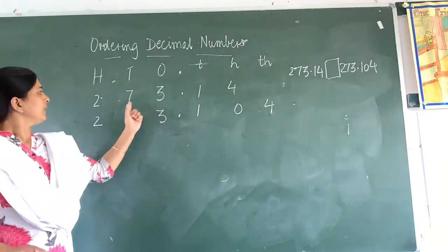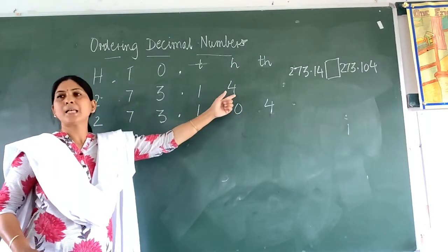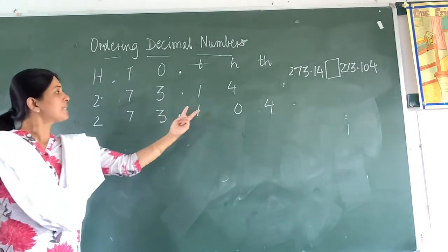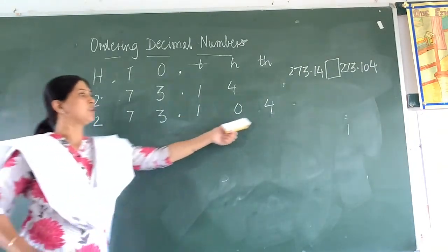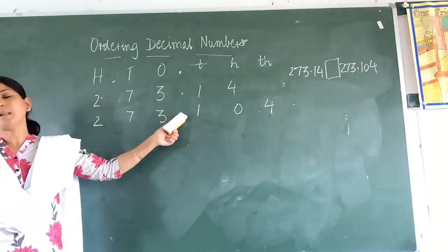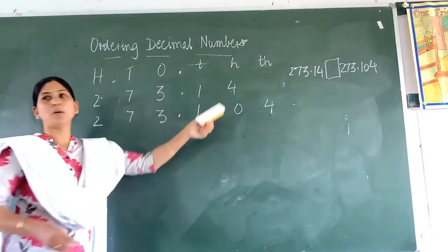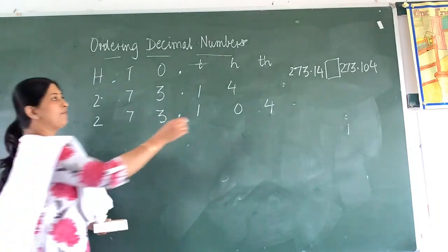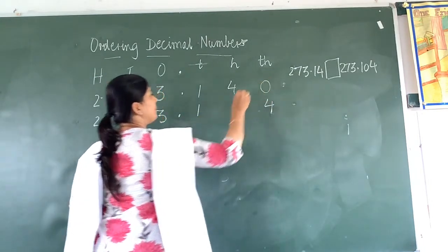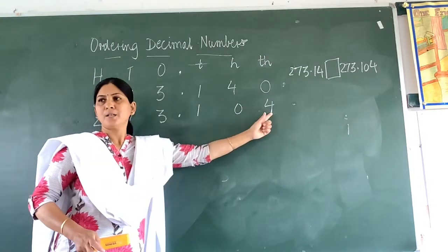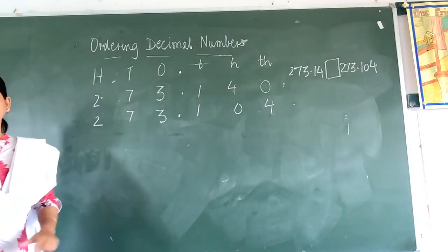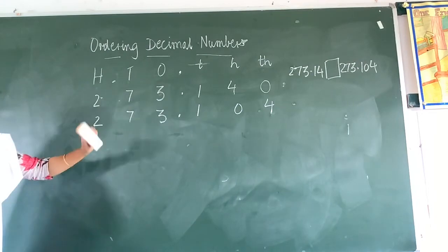Now see, 273.14 has how many decimal places? It has 2 decimal places. And 273.104 has 3 decimal places. So now we can convert them into like decimals. If I add a 0 here, both the numbers will have 3 digits after the decimal point. So they will become like decimals.